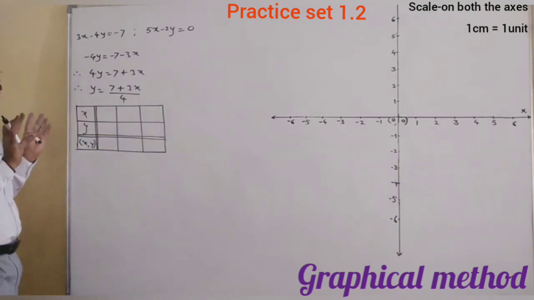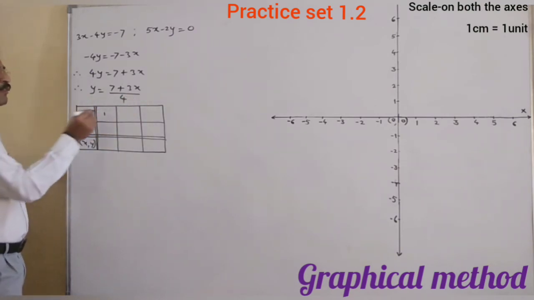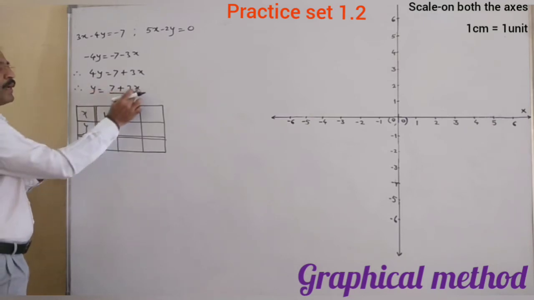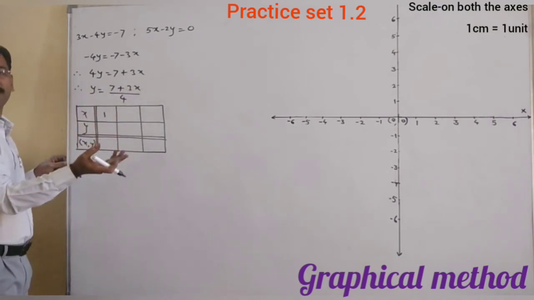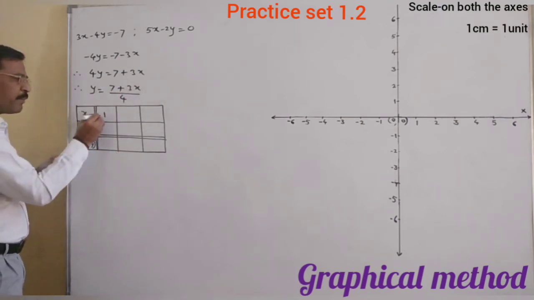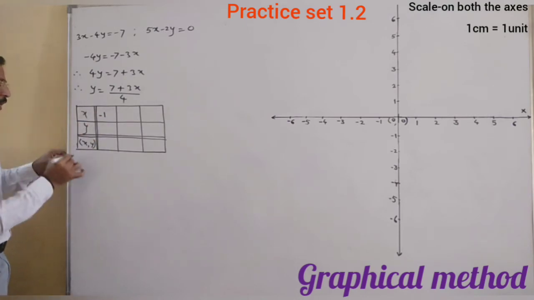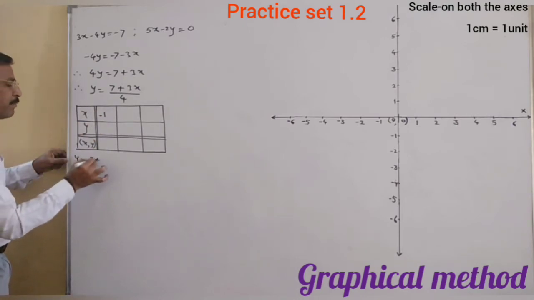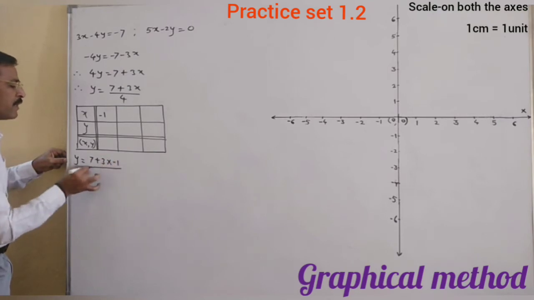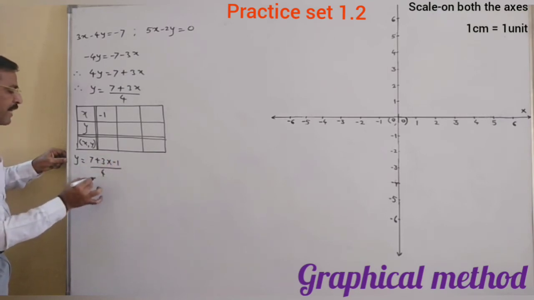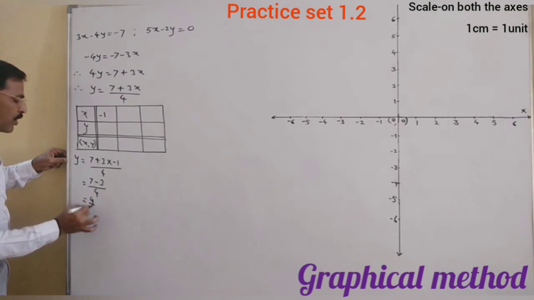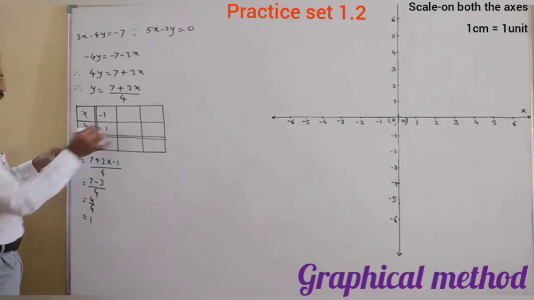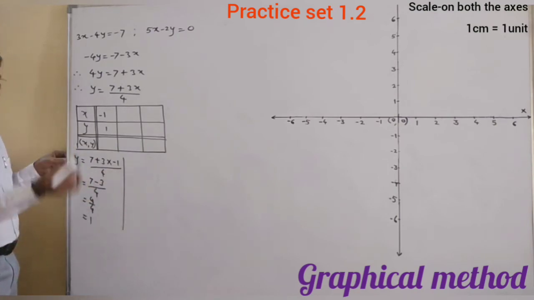Okay friends, suppose we take 1 here. Let's see what will happen. If we take 1 here, 3 1s are 3 plus 7, 10, which is not exactly divisible by 4. So we'll take -1 now. Let's see what will come here. Y equal to (7 plus 3 into -1) upon 4. So 7, 3 1s are 3, so here it is 4 upon 4. So 1. Understand? Like this we have to put it here.